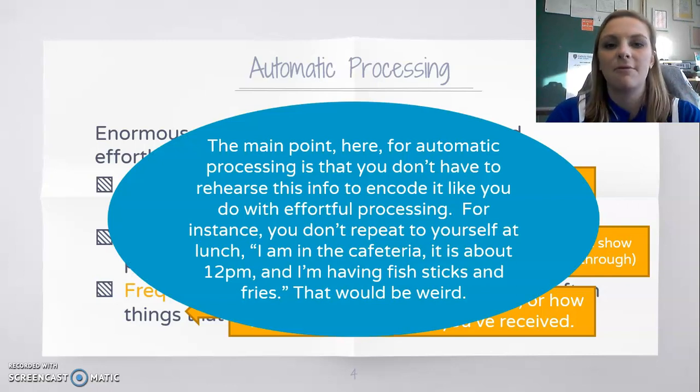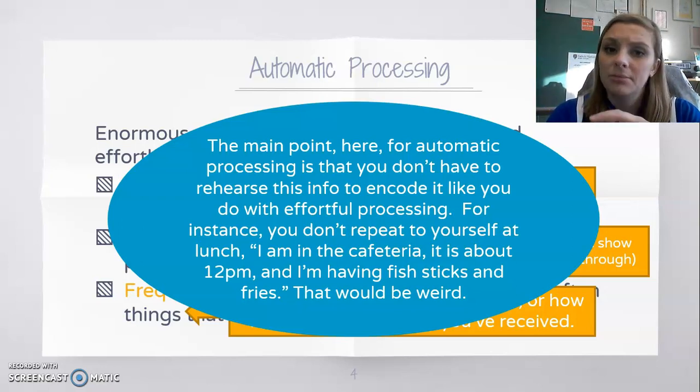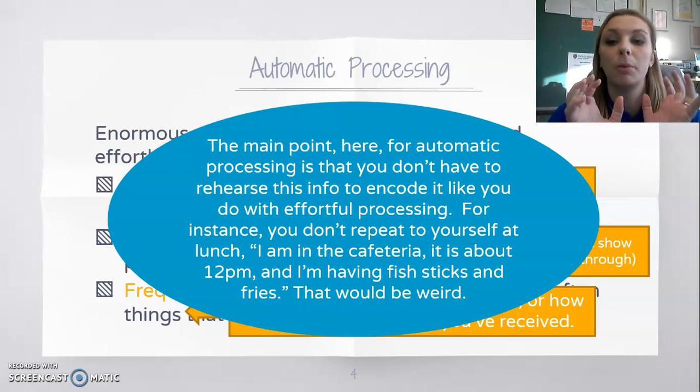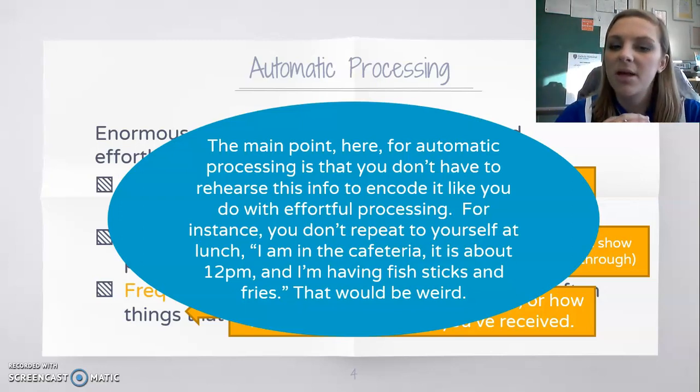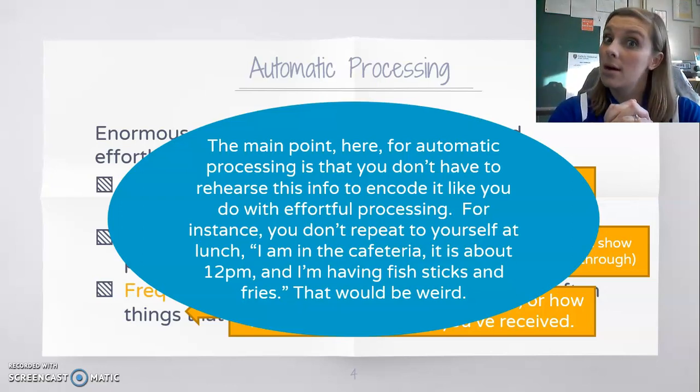The main point is that for automatic processing, you don't have to rehearse the info to encode it, okay? It just happens. For example, if you're trying to remember what you had for lunch, you don't repeat to yourself, sitting at a table, I am in the cafeteria, it is about 12 p.m., and I'm having fish sticks and fries, right? That would be weird. You would be the crazy person sitting there. So automatic processing is happening without us really trying.